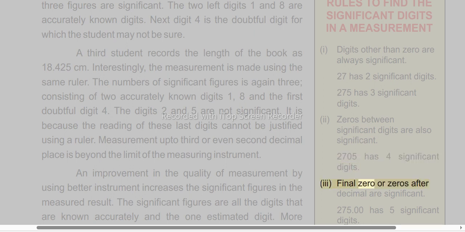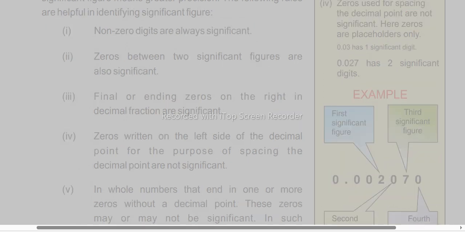Final 0 or zeros after the decimal are significant. 275.00 has 5 significant digits. Zeros used for spacing the decimal point are not significant. Here zeros are placeholders only. 0.03 has 1 significant digit. 0.027 has 2 significant digits. Example.